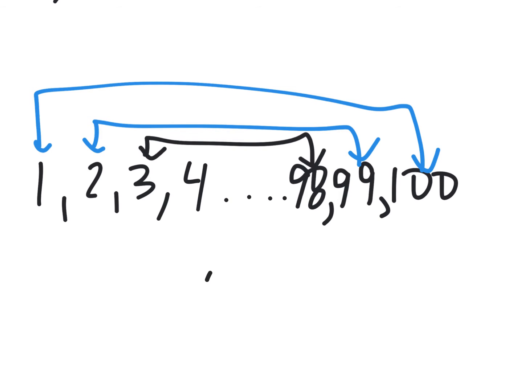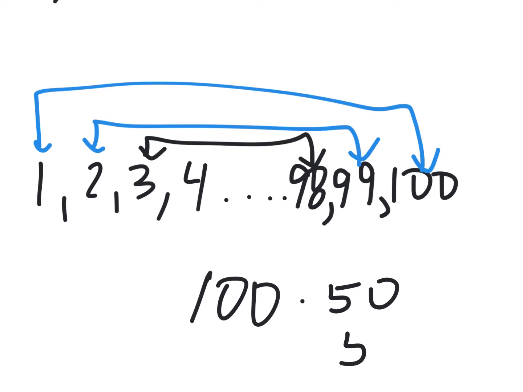And then he went, okay, so if it all is going to add up to 101, I just keep doing that, but how many times do I do that? Do you do it 100 times? No, you do it 50 times. And that ends up being 5,050.